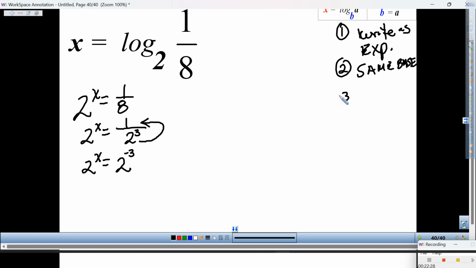And step 3, solve. Solve for the variable. In this case, it's x. All I have to do is focus on the exponents. That means x equals negative 3. Copy that, please.